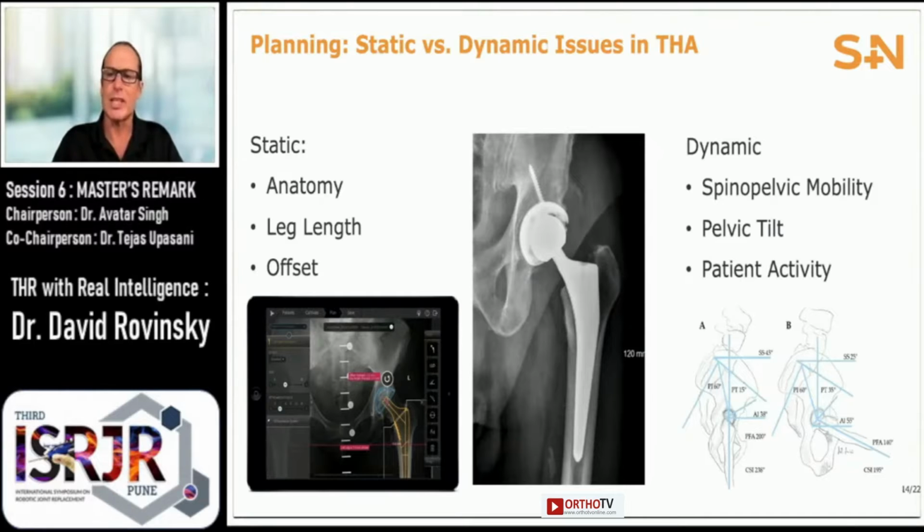But what's more interesting and complicated is the dynamic factors. How do we assess the patient's spinal pelvic mobility? How do we know their spinal pelvic tilt on the table? And how does this relate to their activity?